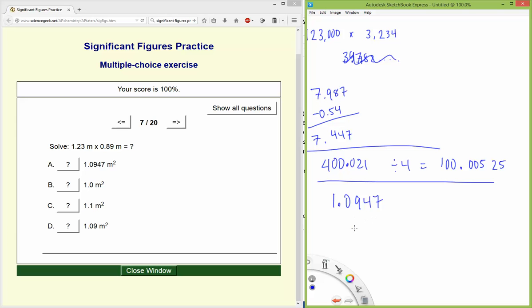Okay, so people are trying to debate between C and D. We're doing multiplication, so we have to look at how many significant figures we've got. Here we have three, but over here there's only two. So our final answer should only have two significant figures. So our answer choice is C.